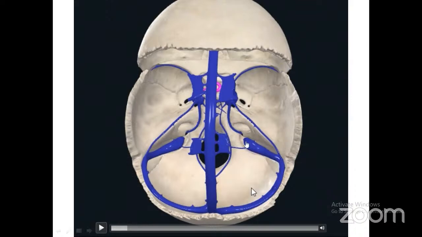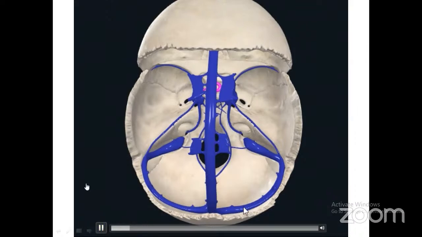Then you will see the petrous bone having a superior border and inferior border, lodging the superior and inferior petrosal sinus respectively. And as you go to the middle cranial fossa, on either side of the body of sphenoid, you will see the cavernous sinus. Below the lesser wing of sphenoid, there will be the sphenoparietal sinus, and there will be the middle meningeal sinus that you see in the lateral part of the middle cranial fossa.